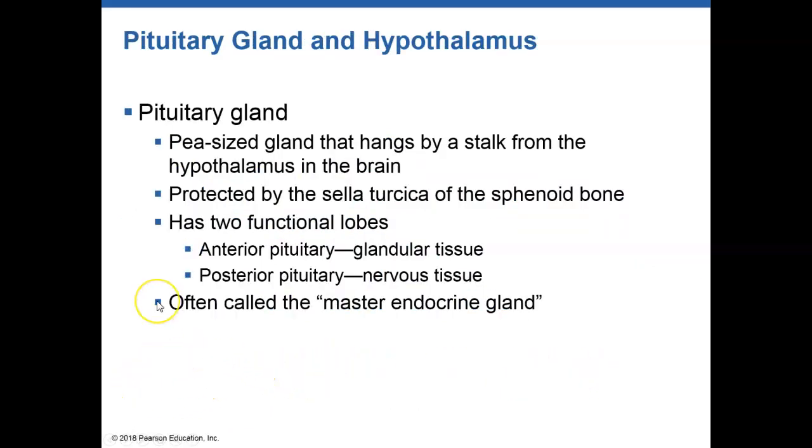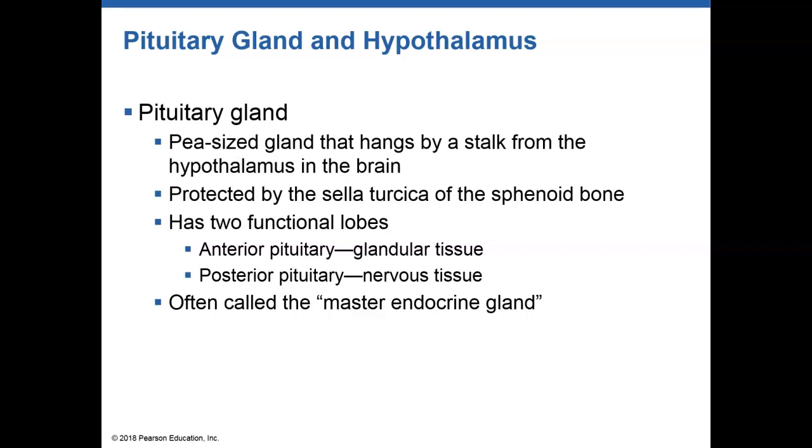So now let's talk about the pituitary and the hypothalamus. The pituitary gland is a pea-shaped gland, and it hangs at the base of the brain from the hypothalamus, okay? It sits in a region of the sphenoid bone known as the sella turcica. So hopefully you remember the sella turcica when we talked about the skeletal system. There are 2 lobes within the pituitary gland. There's an anterior pituitary and a posterior pituitary.